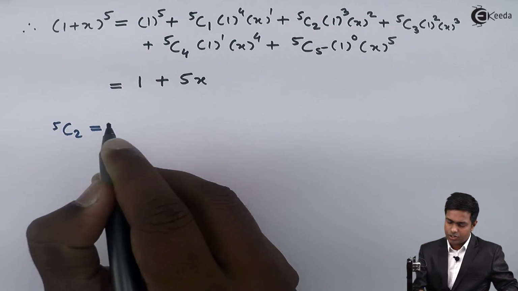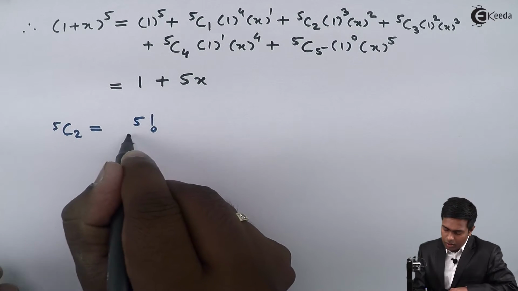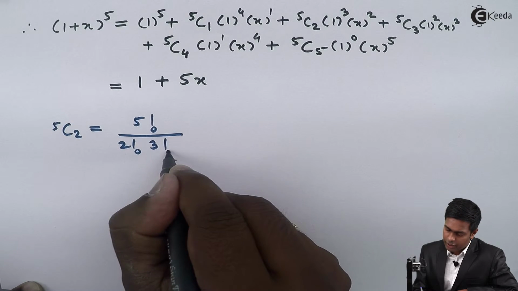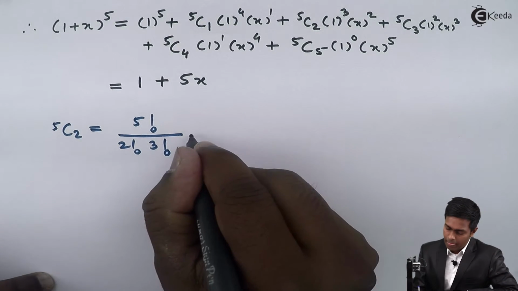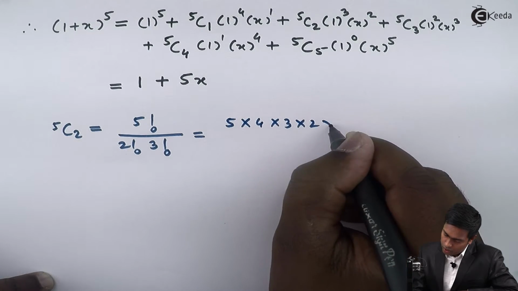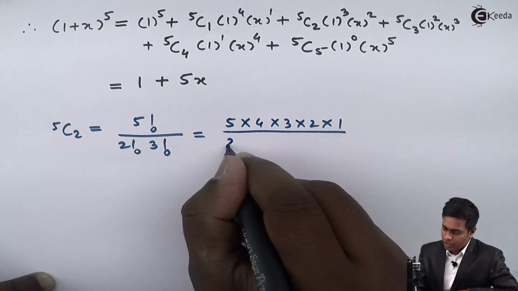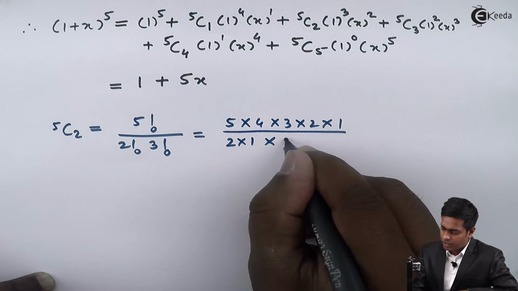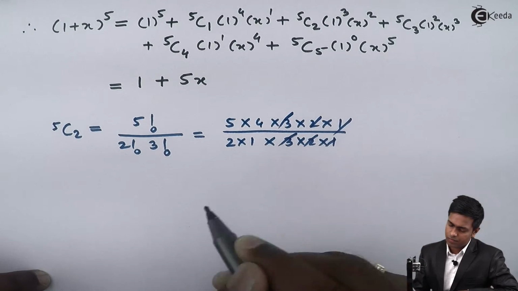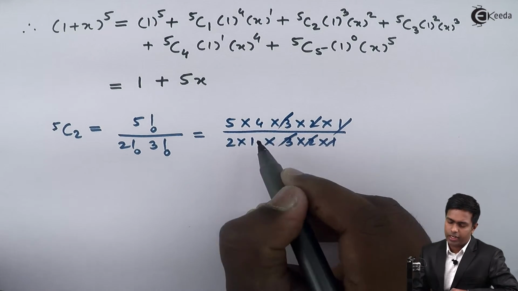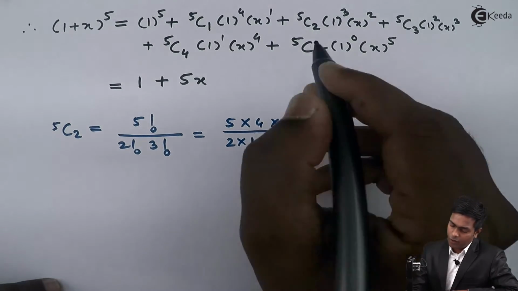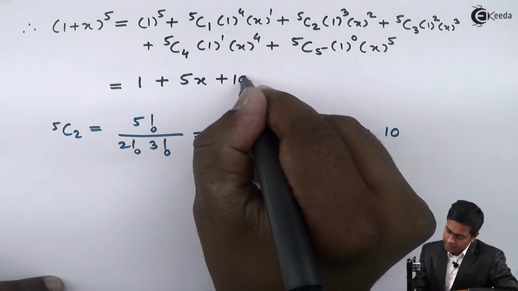5c2 equals 5 factorial upon 2 factorial and 5 minus 2, that is 3 factorial. So I am using that formula. Now 5 factorial is 5 into 4 into 3 into 2 into 1. 2 factorial is 2 into 1 and 3 factorial is 3 into 2 into 1. So by cancelling the terms, here we will get 5 into 4, that is 20, and 20 upon 2 is 10. So the value of 5c2 is 10.